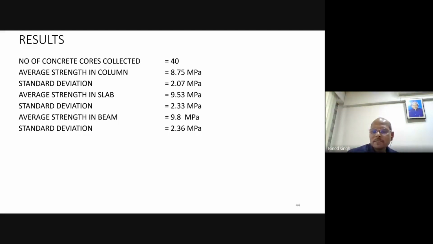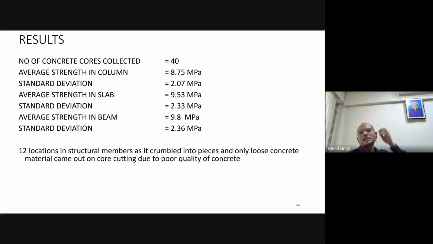And in many places when we started extracting the core, we had fear because the concrete core itself was crumbling during the extraction of the core. So that is a problem we got. At 12 locations in structural members, the concrete crumbled into pieces, and only loose concrete material came out on core cutting due to poor quality of concrete. So this is the status of concrete when it is not done properly. So you must check it. Quality control is a must.